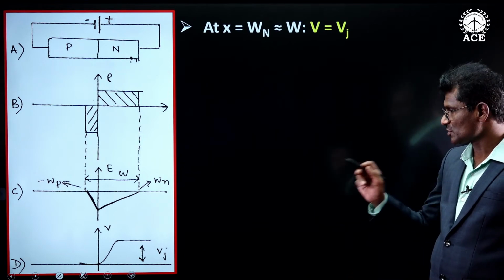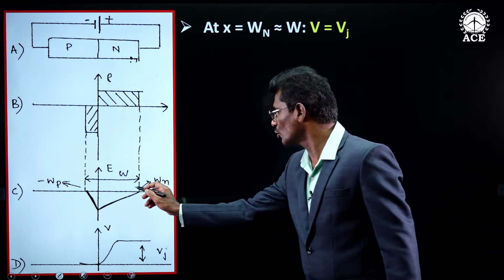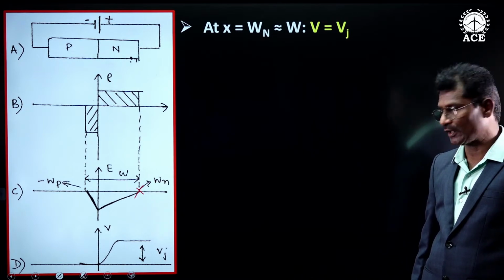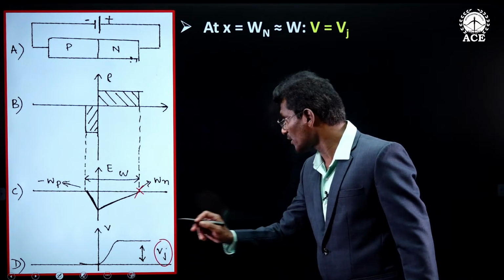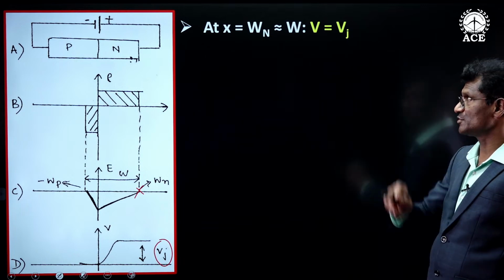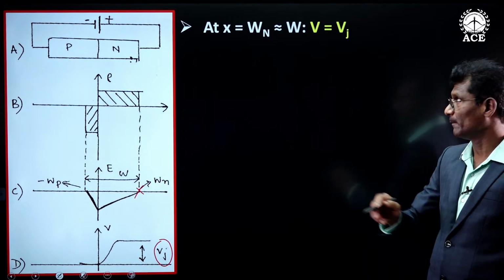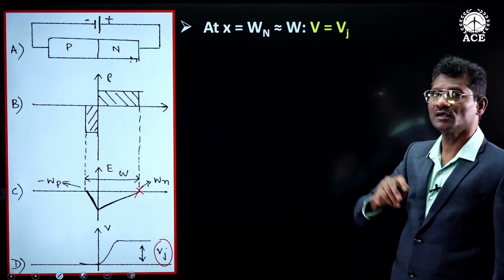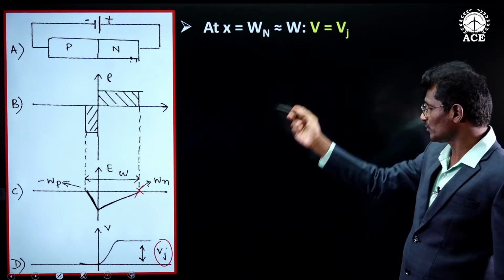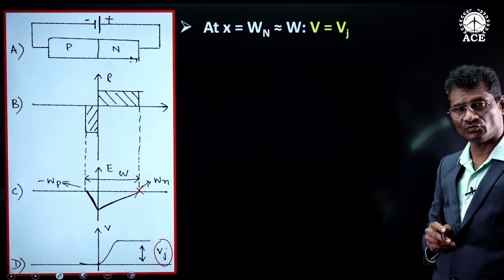Now, this contact potential is varying with distance. By the time you come to the end of depletion region in N side, Wn, it can be observed that contact potential has become Vj. V will be equal to Vj. We are writing here x is equal to Wn, but Wn is approximately W. And hence at x is equal to W, from this graph V comes out as Vj. Contact potential comes out as Vj.